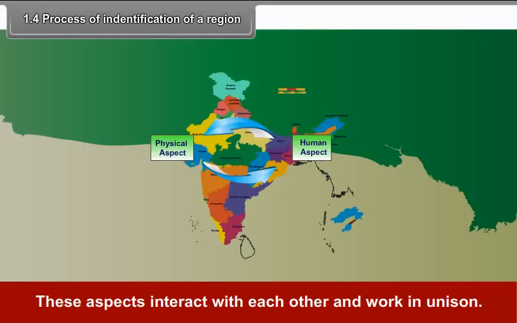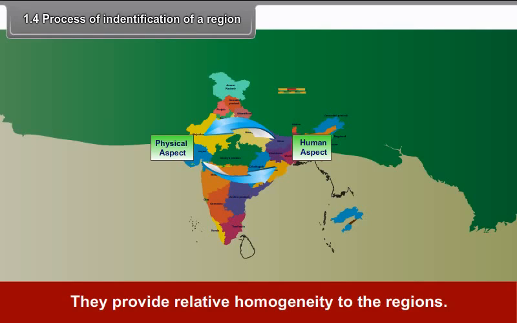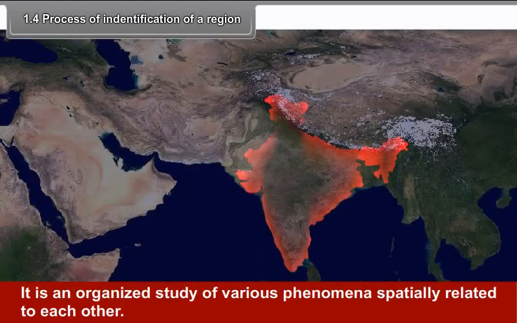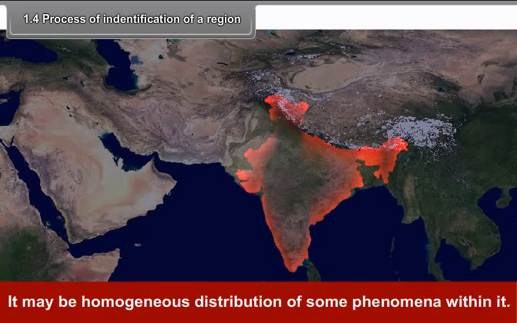Regional approach in geographical studies is very important. It focuses on a particular area of the earth. It studies all physical and human aspects. These aspects interact with each other and work in unison. They provide relative homogeneity to the regions. Homogeneity is the foundation of the regional approach.